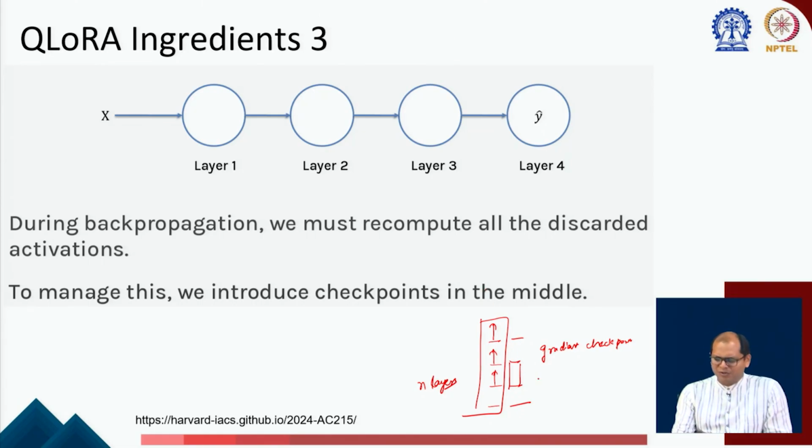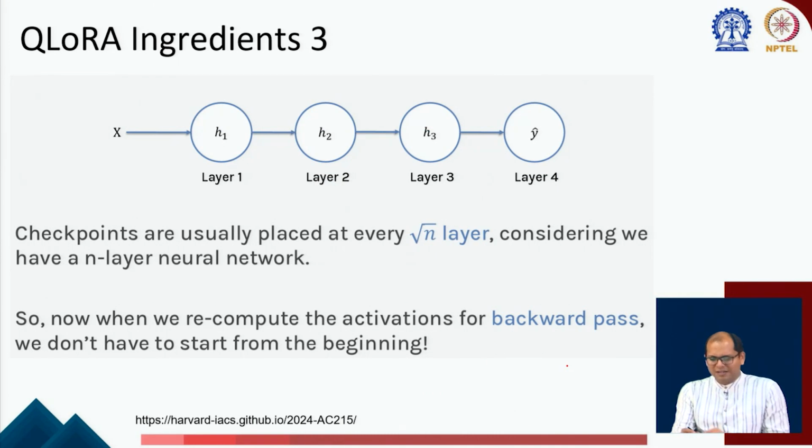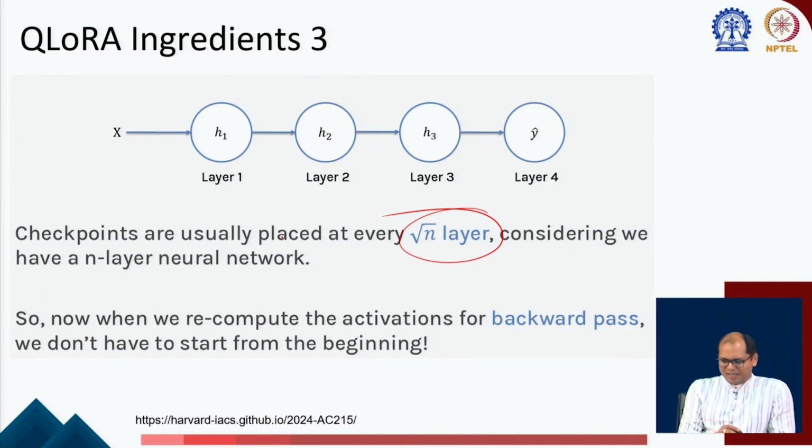Typically people say you do it at every root n layers. That means each block will be roughly root n in size. That many computations you will have to do, rather than n computations for n layers. So you usually keep these checkpoints at every root nth layer, assuming you have an n-layer neural network. When we recompute for the backward pass, you don't have to recompute from scratch, but you can start from the nearest layer for which the gradient has been checkpointed.